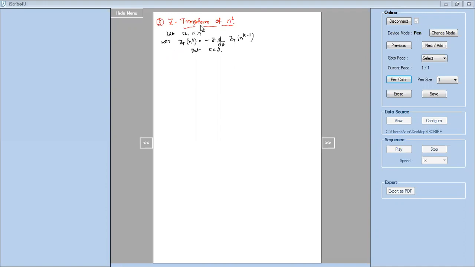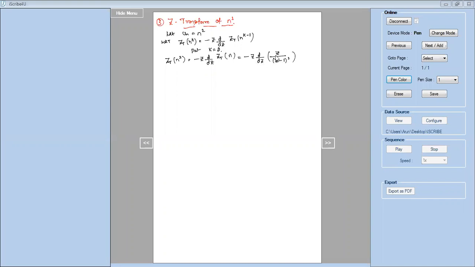Put k is equal to 2 in this, we get the z transform of n square equals minus z into d by dz of the z transform of n, since k is 2, 2 minus 1 is 1. Now this is equal to minus z into d by dz of the z transform of n, which we already derived in the last class, and the z transform of n formula is z by z minus 1 whole square, correct?